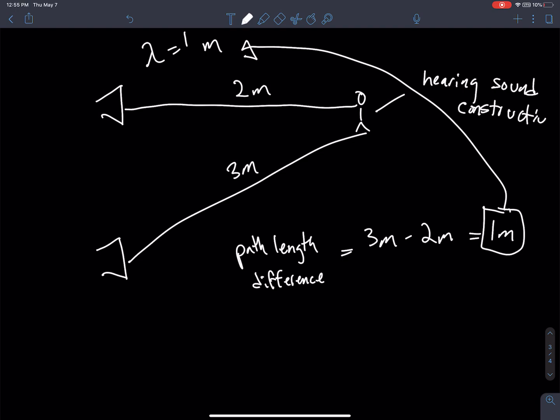We'll do a few more practice problems in the next video. But the idea here is it's pretty simple. All you have to do is figure out the path length difference between the sources. So I need to measure the path length between here and the path length between here and see if that difference in path length is on the order of a full wavelength. If it's on the order of a full wavelength, I will have constructive interference. If it's on the order of half a wavelength, I will have destructive interference.